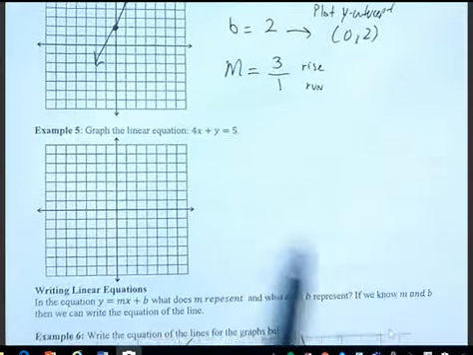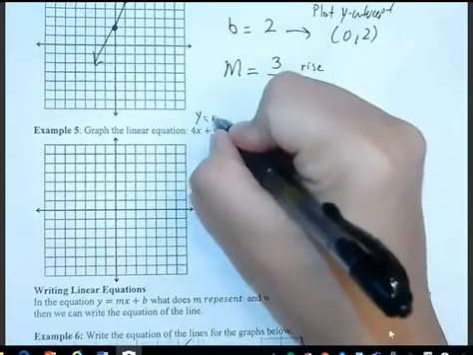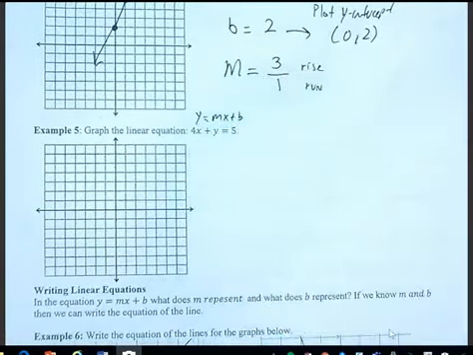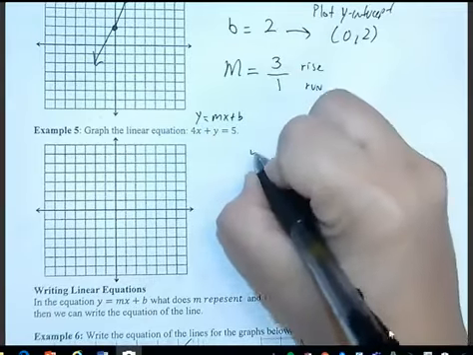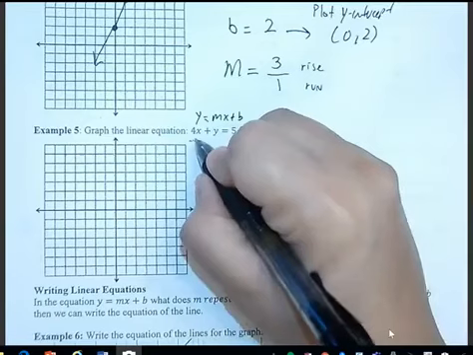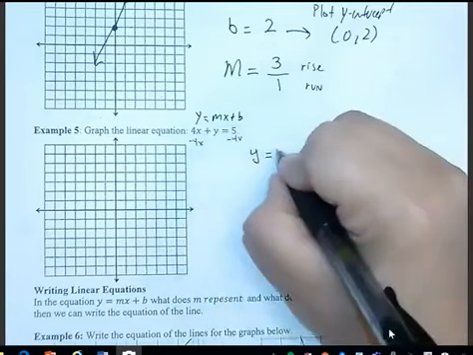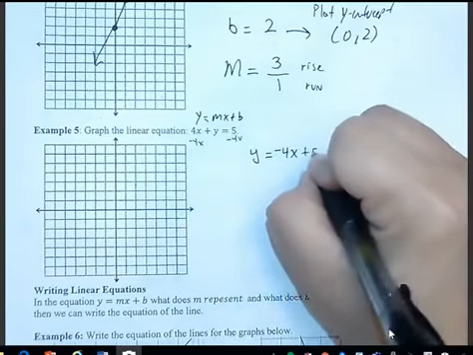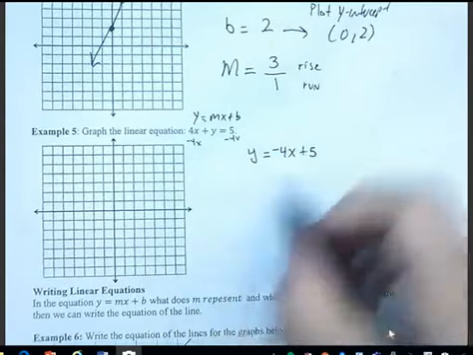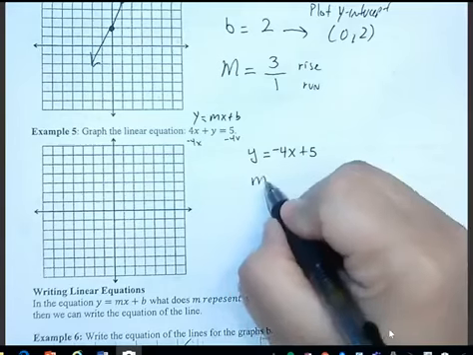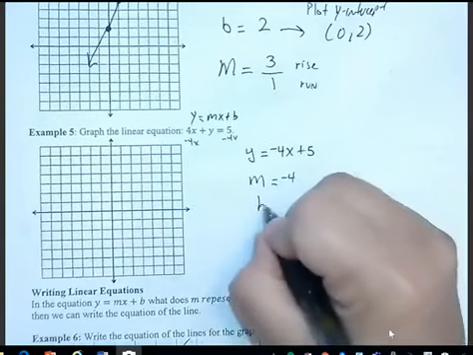Number 5, this equation is not in this form. So first we need to solve for y. So I'm going to subtract 4x on both sides. And so I end up with y equals negative 4x plus 5. My slope is negative 4 and b is 5.